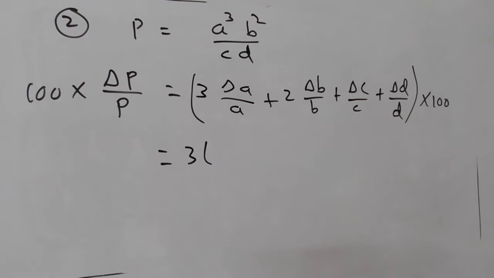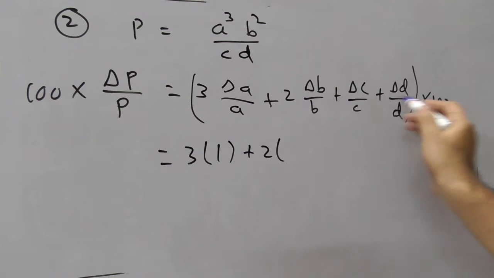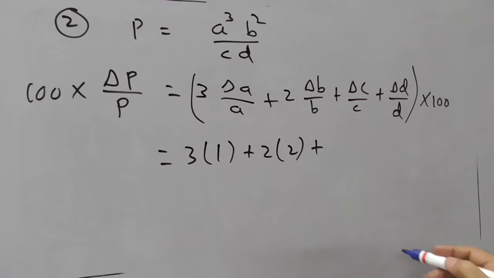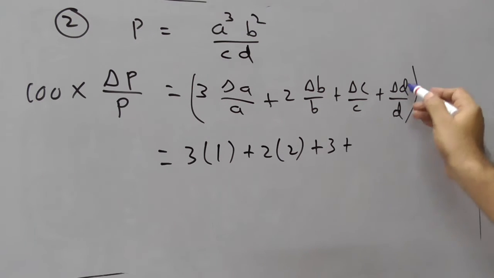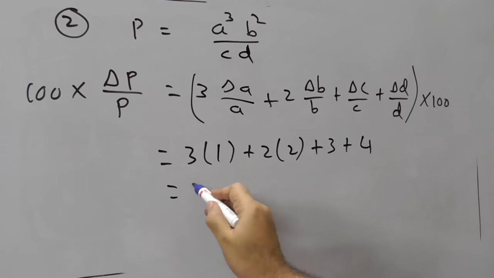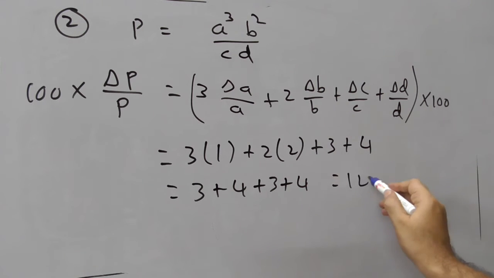Now this delta A by A into 100 is given as 1, so 3 into 1, plus 2 into the percentage error in B, that is delta B by B into 100, given as 2, plus delta C by C into 100 given as 3, and delta D by D into 100 given as 4. So therefore 3 plus 4 plus 3 plus 4. So this gives 14%, right? So this is the solution for question number 2.